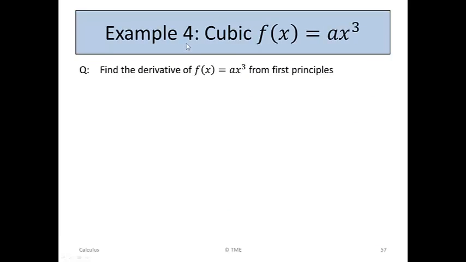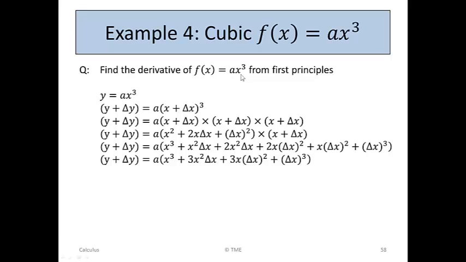Example 4. Cubic functions where f(x) is ax cubed. Find the derivative of f(x) equals ax cubed from first principles. So we start as before, we let y equals ax cubed, and we substitute y plus delta y for y and x plus delta x for x. So y plus delta y becomes a into (x plus delta x) cubed because it was ax cubed.